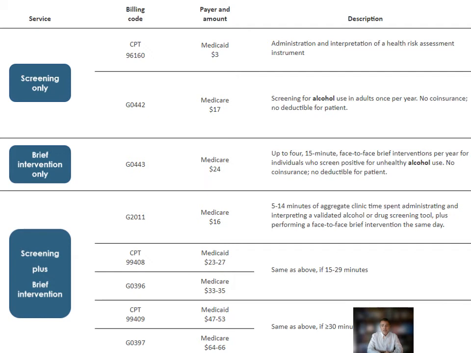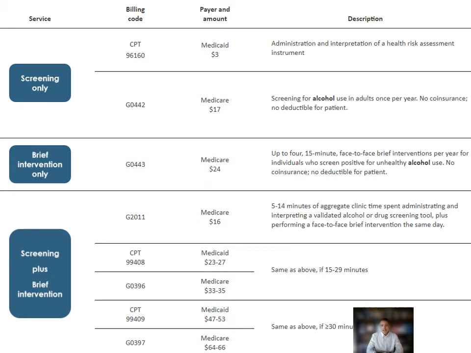There's brief intervention only codes, and Medicare has specific G codes that you can use, and we'll talk more specifically on the Medicaid rules, but in general, Medicaid allows for 2 of these annually that they'll reimburse you for. Screening plus brief intervention.